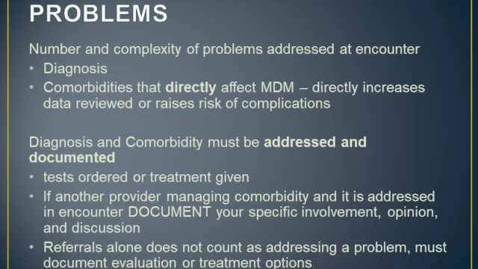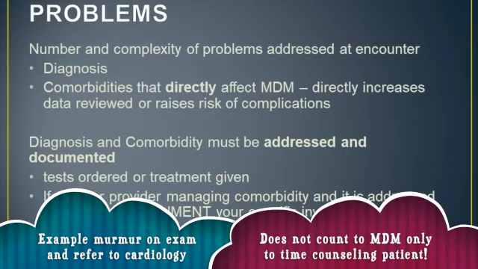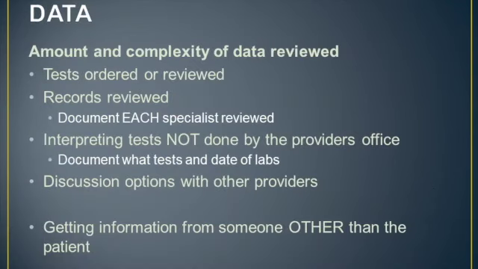And if another provider is managing those comorbidities, you have to kind of address why you are putting your input. So if you have the pulmonologist involved in the asthma management, what is your opinion? What is your role during that encounter? And then referrals, same thing. Why are you referring to the pulmonologist? What is being ruled out and what is being ruled in?